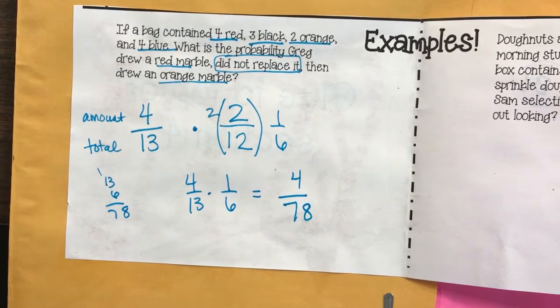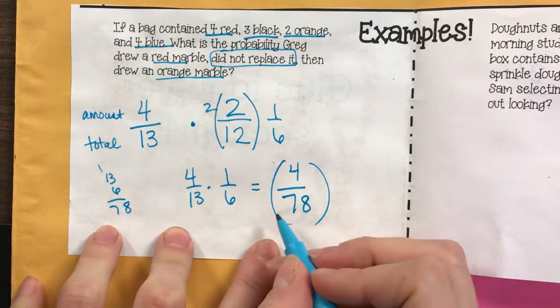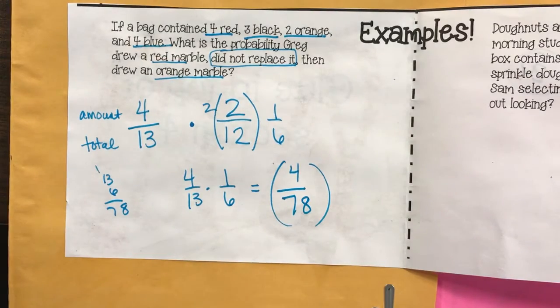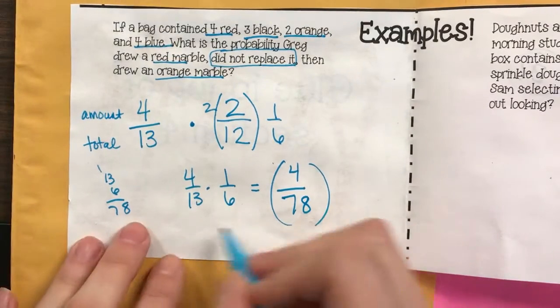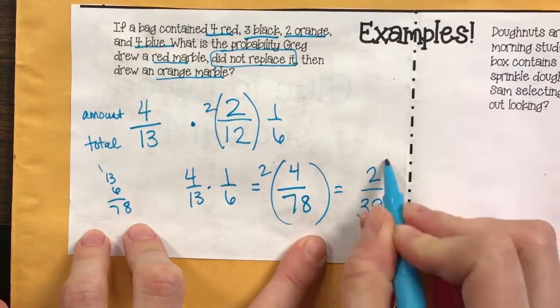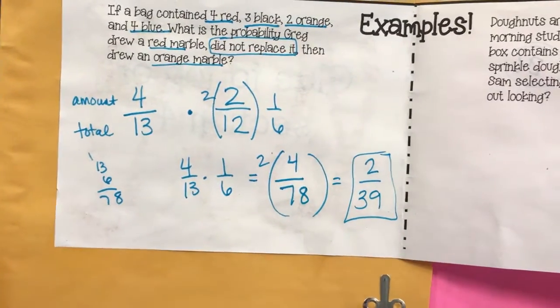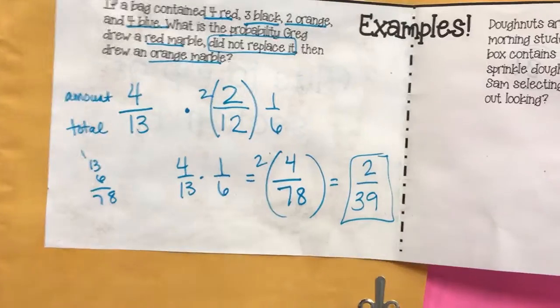Four over 78. And I bet we could make that smaller. What do you think? Could we divide by 2? 39. So 2 over 39. So that's my probability. The probability of a red marble, not replacing it, and then an orange marble out of what's left. So 2/39. Make sure we're writing this down, girls.